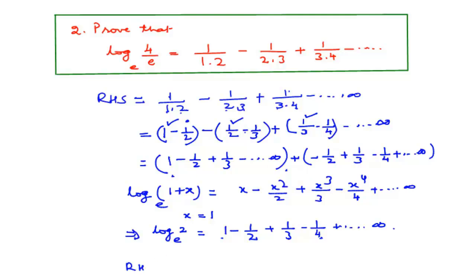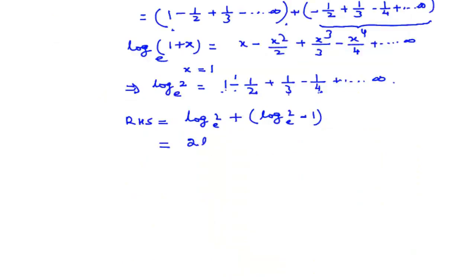So right hand side becomes log of 2 to the base e, and the second bracket is this, that is minus 1 upon 2 plus 1 upon 3 minus 1 upon 4. So this value will be equal to log of 2 to the base e minus 1, plus log of 2 to the base e minus 1. Now simplify this, so it will be 2 log 2 to the base e minus 1, and 2 log 2 is log of 2 raised to the power 2, which is log of 4.